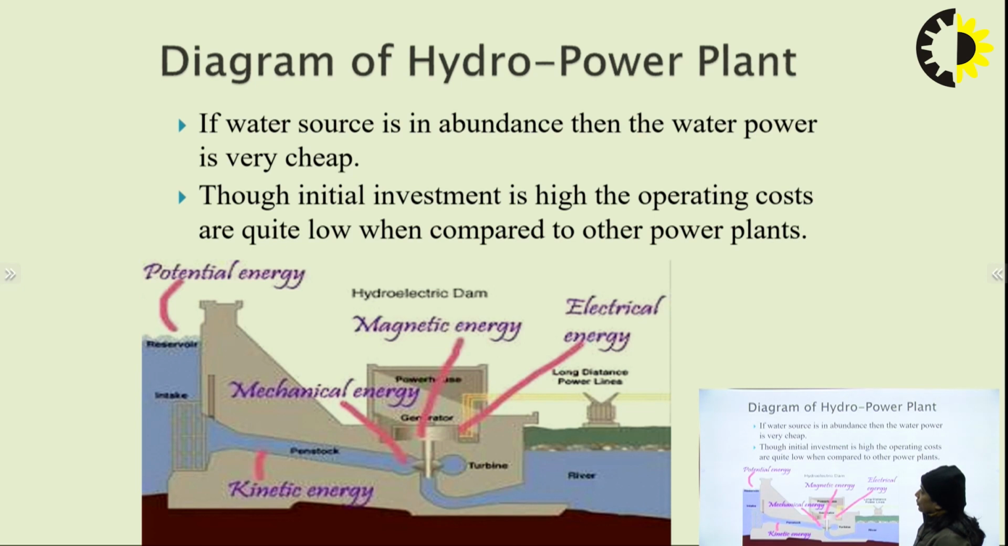So we can say the initial investment in a hydro plant is high, but operating costs are quite low. If we compare it with the thermal plant, in case of a hydro plant operating cost is low and initial investment is high.